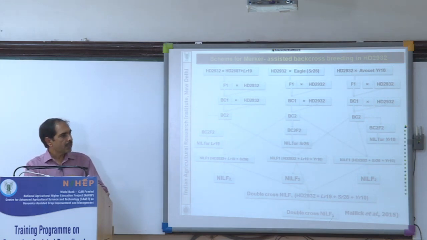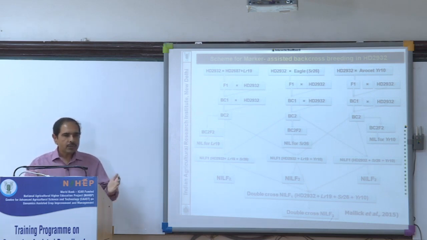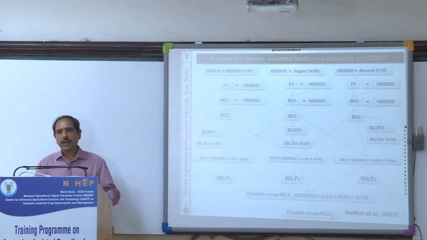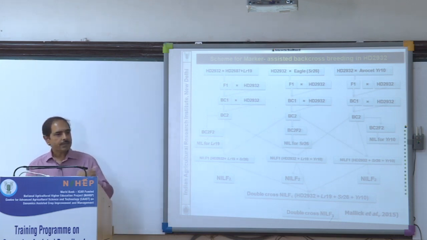The same process you repeat here. You do foreground selection. You remove the plants which are not carrying genes, and among those which are carrying, you select plants phenotypically similar to your recurrent parent. Then those selected plants you can go for background analysis, and select plants having the highest recurrent parent genome recovery. Now if recovery is sufficient, you can stop here, self it, and go to BC2F2.